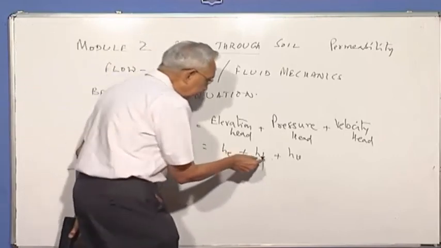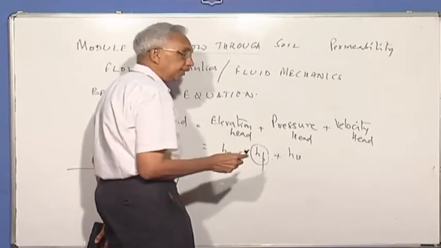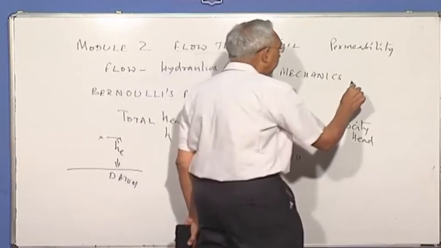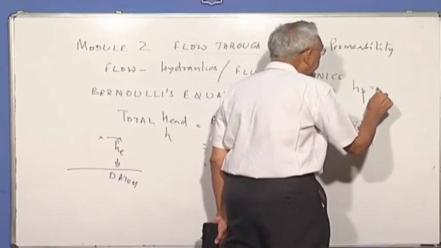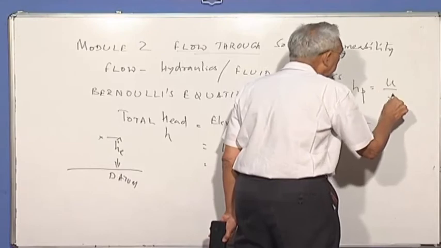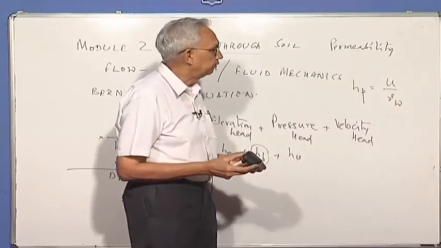Then what is the pressure head? It's the pressure in the tube. We convert that into head, which is equal to u by gamma_w, where gamma_w is the unit weight of water.